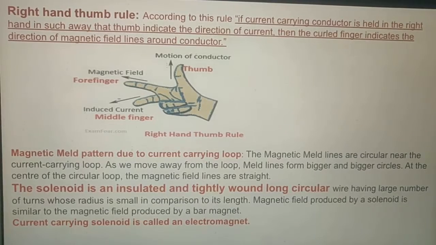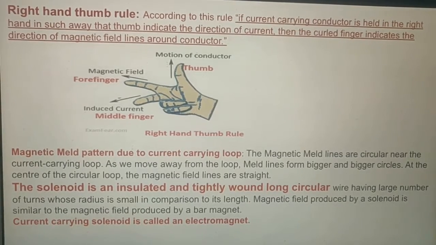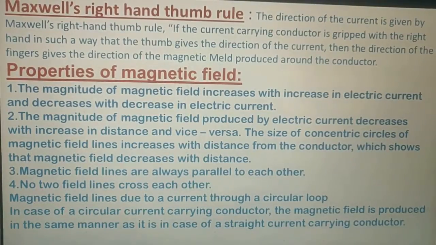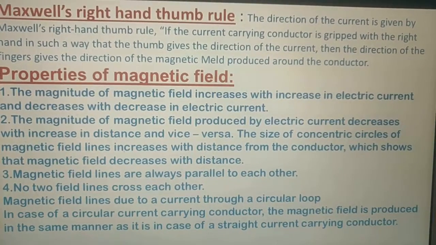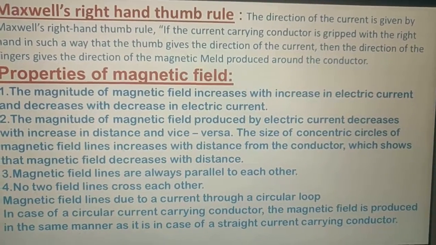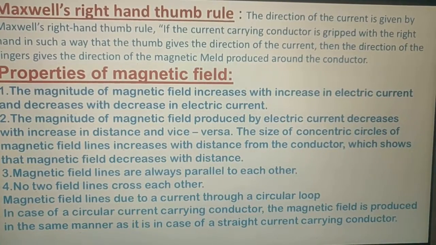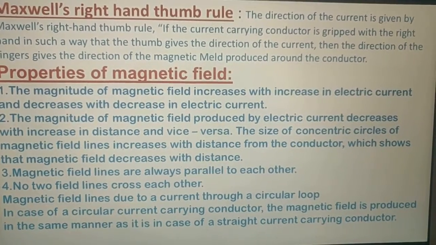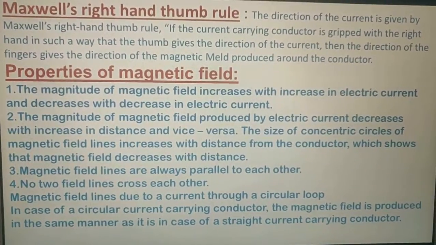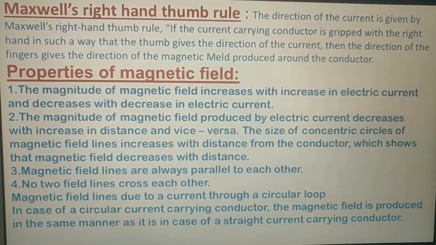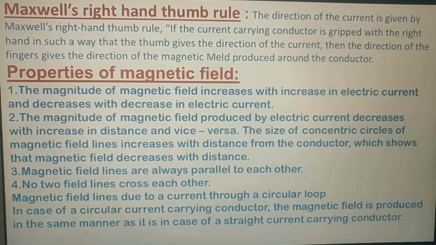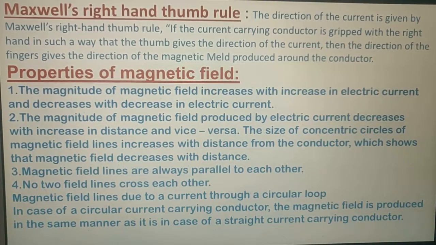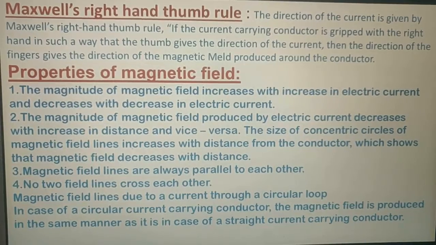Now these are the figures which will show you clearly. And now the right hand thumb rule. In Maxwell's right hand thumb rule, if the current carrying conductor is gripped with the right hand in such a way that the thumb gives the direction of the current, then the direction of the fingers gives the direction of the magnetic field, as in this case.